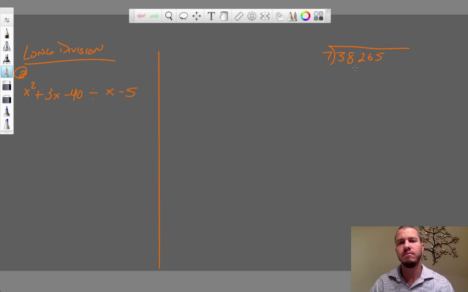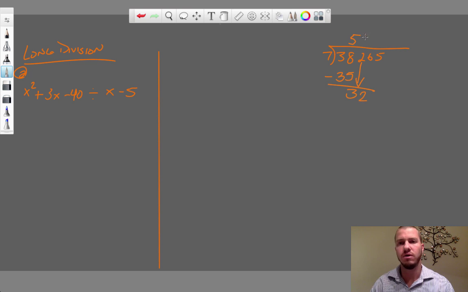When I'm dividing this large number, 38,000 something, divided by 7, you first look at this first term. 7 doesn't go into 3. 7 goes into 38 5 times. Then remember what you're doing is you're multiplying these two back to get 35. And then what you do from there is you subtract it, and that becomes 3. And then you bring down this 2, and you rinse and repeat and keep going.